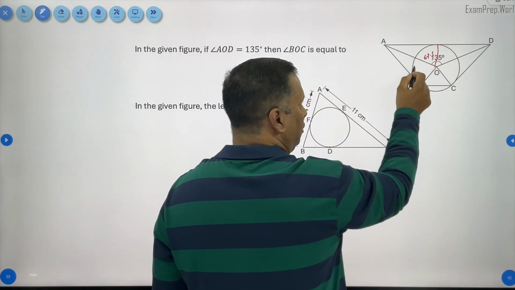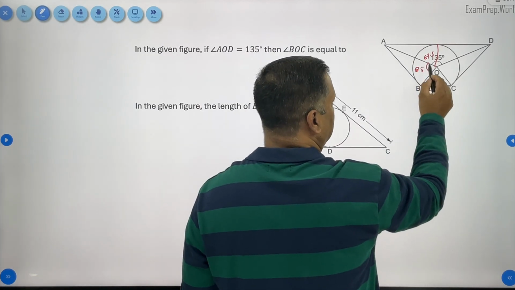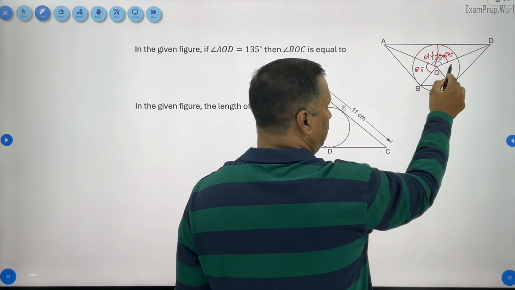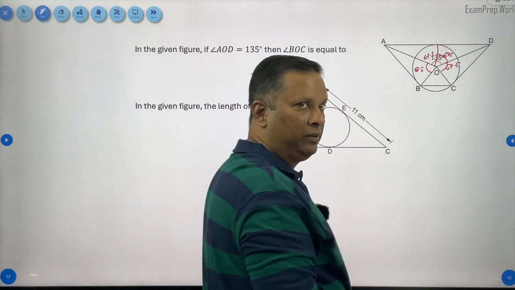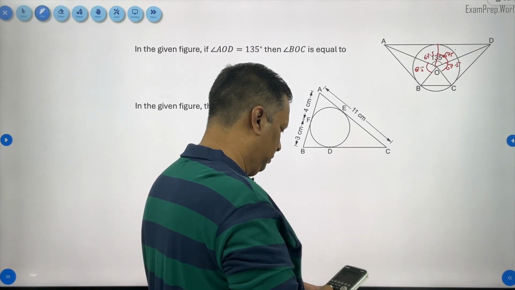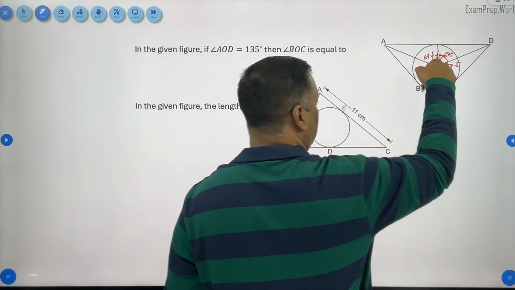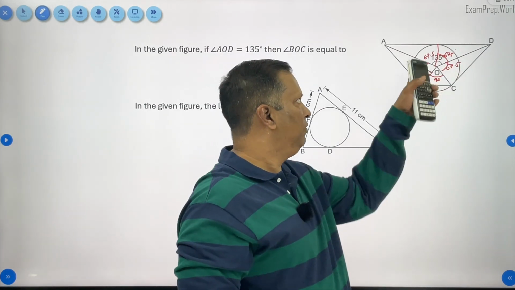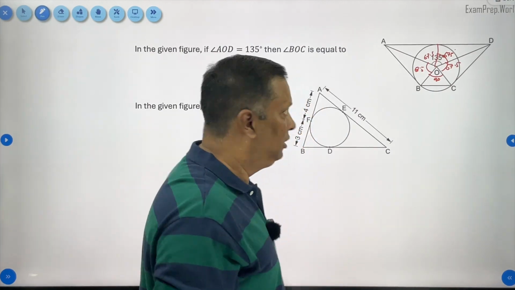Now these two triangles are congruent, this one and this one. So this is also 67.5, right? And this is 67.5. So these two triangles are also congruent. This is 67.5. So basically 135 and 135, 270. Now 360 minus 270, 90. So BOC is coming as 90 degrees because the total round is 360. And 67.5 four times is 270. 360 minus 270 is how much? 90. So angle BOC is 90 degrees.